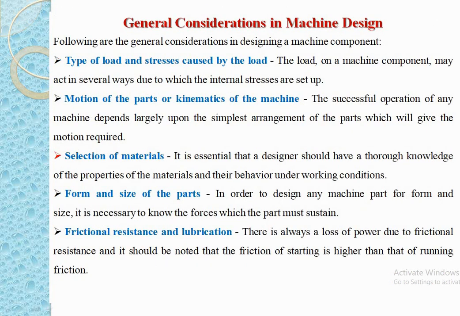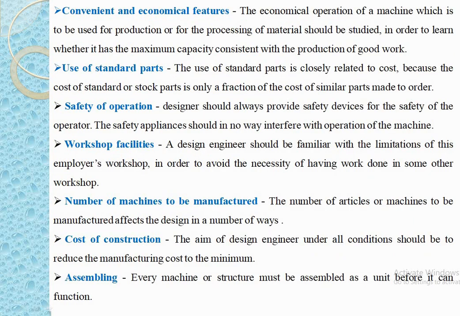So these are some basic design considerations that need to be taken. Just have a look. First, the type of load and stresses. Second, motion of the parts. Third, selection of materials. Fourth, form and size of the parts. Fifth, frictional resistance and lubrication. Sixth, convenient and economical features. Seventh, use of standard parts. Next, safety of operation, workshop facilities, number of machines to be manufactured, cost of construction, and cost of assembling.